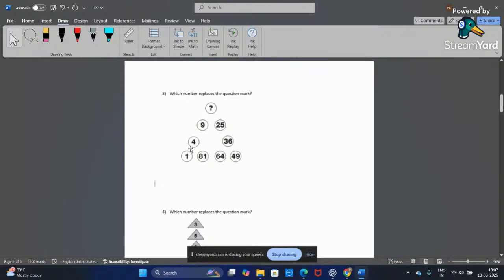Starting from the bottom left and moving clockwise around the triangle, right? Start with the bottom left. It is 1. 1 square is 1, 2 square is 4, 3 square is 9. Then what will be the next number? It will be 4 square. What is 4 square? It is 16. Right. This value is 16.